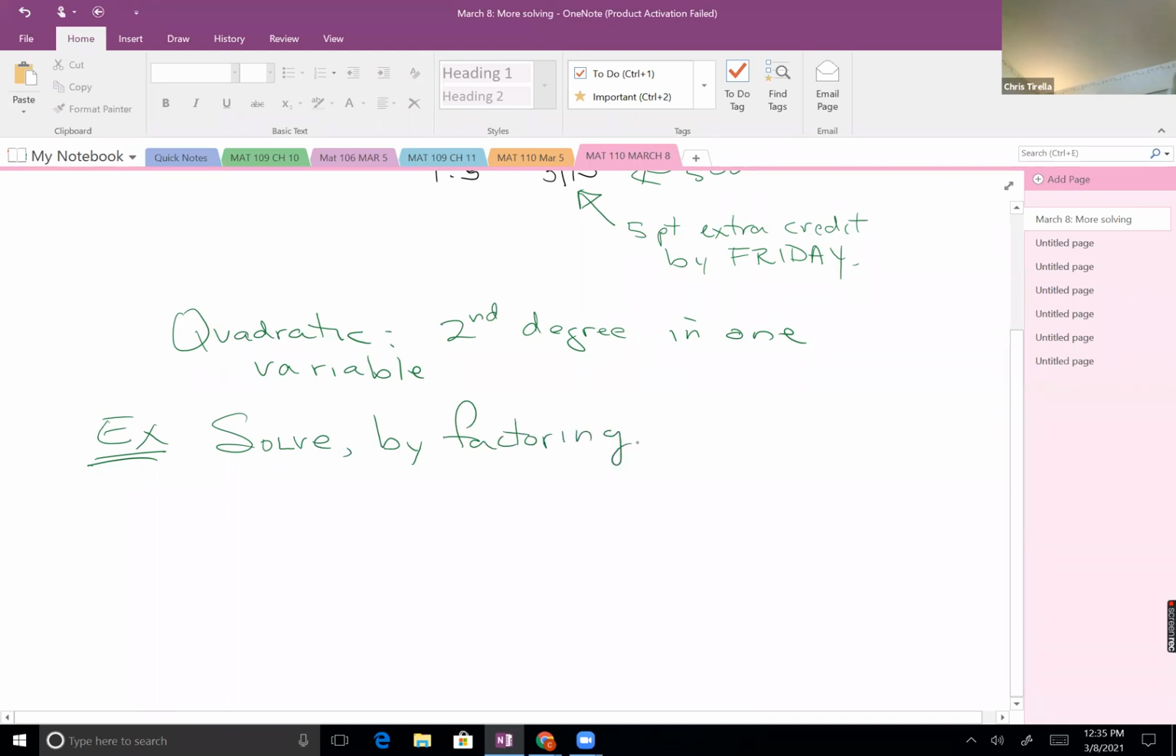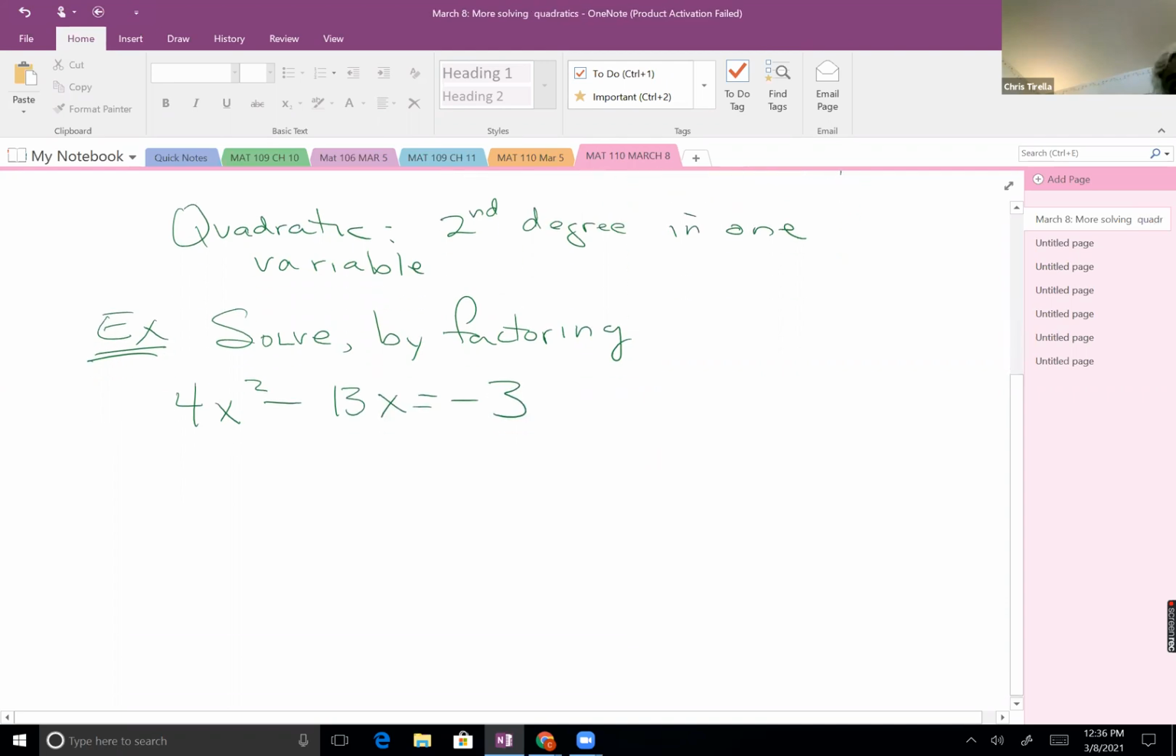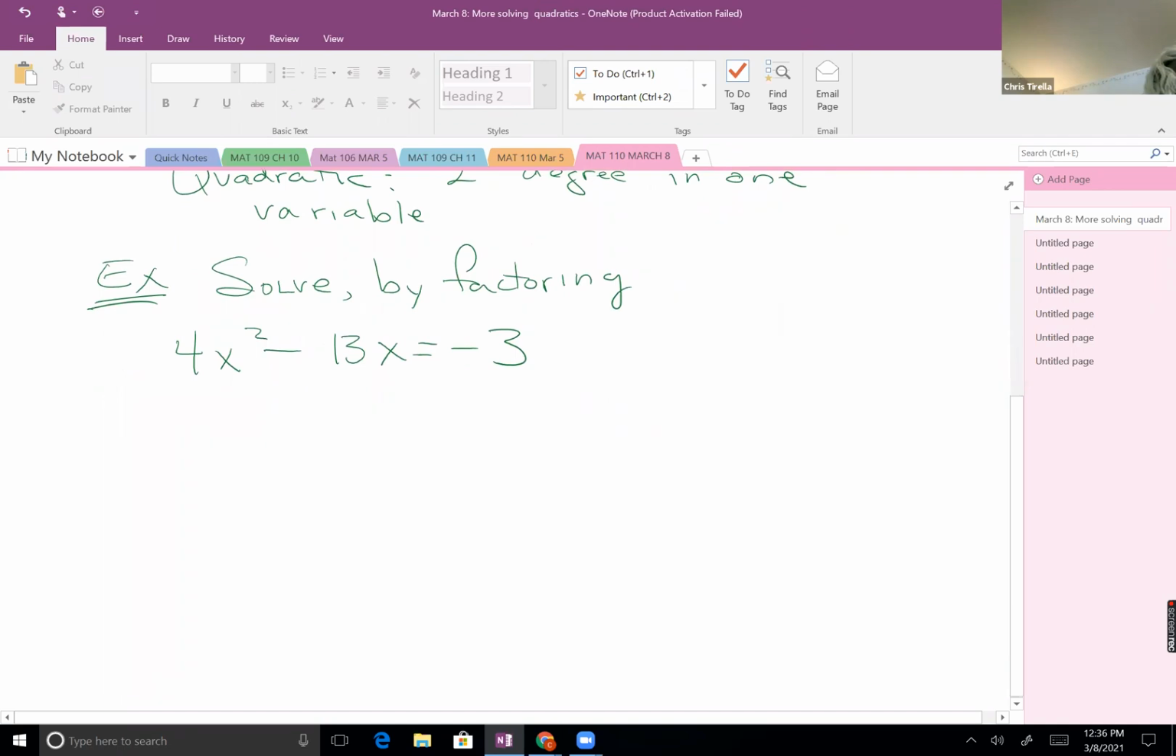And let's look at 4x squared minus 13x equals -3. And I'm going to be quiet for a minute and ask you folks to do that one. Remember, before we solve by factoring, we want to make one side 0, and then we're going to factor.